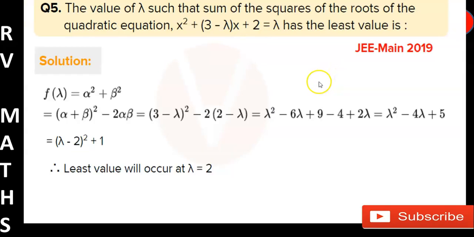Option is not given. So these are some very important problems in JEE Main.